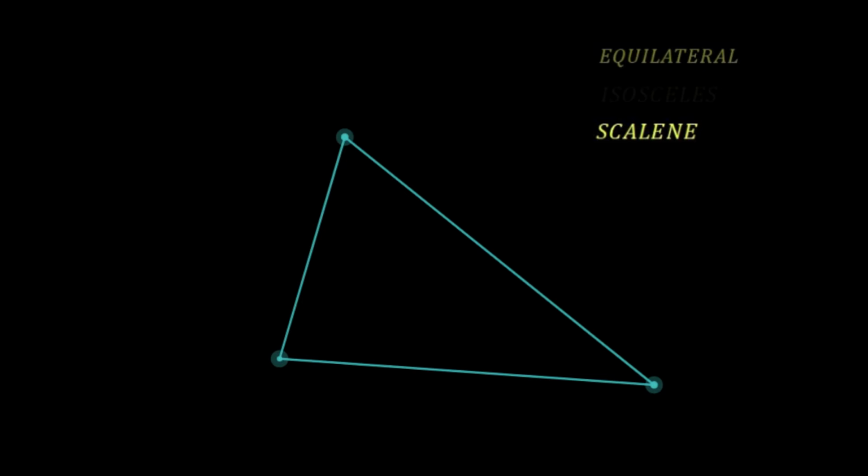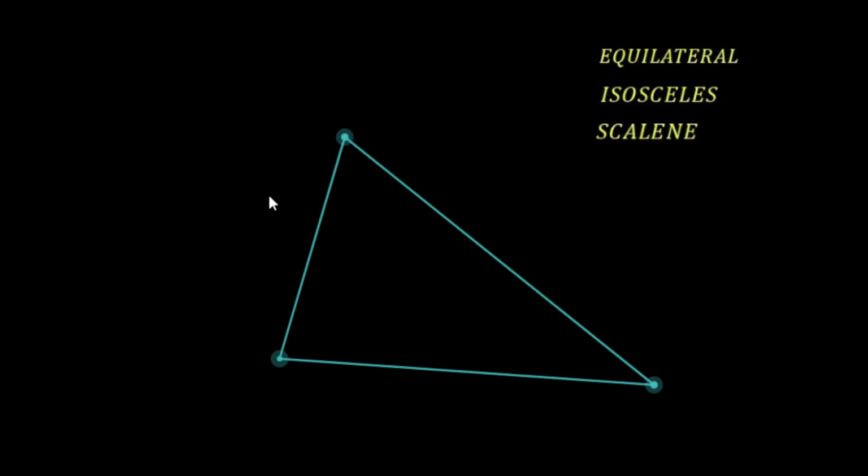So these are our three types of triangle: an equilateral when all of the lengths are equal, isosceles when only two of the lengths are equal, and a scalene when none of the lengths are equal.